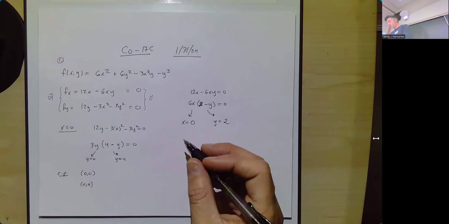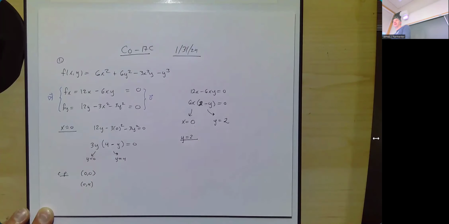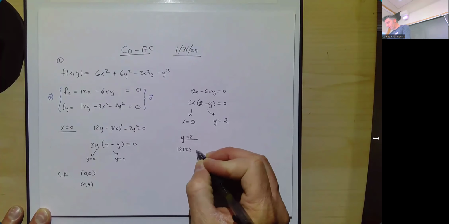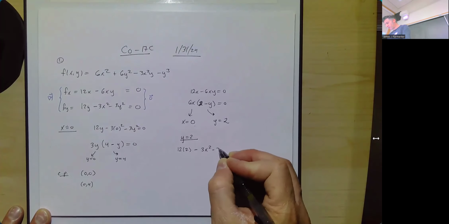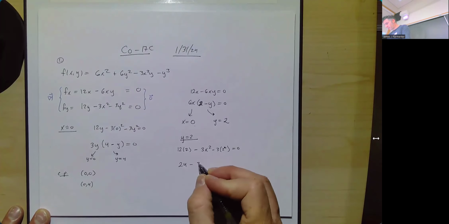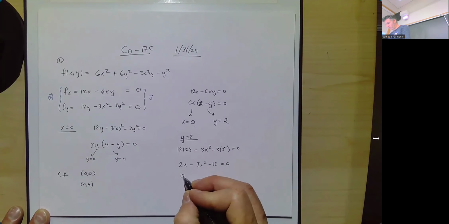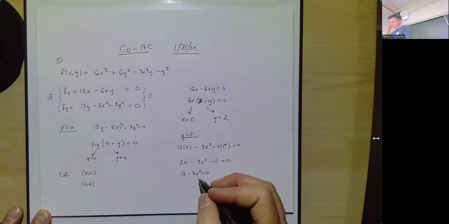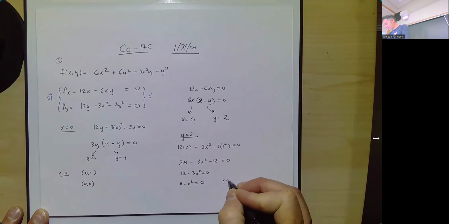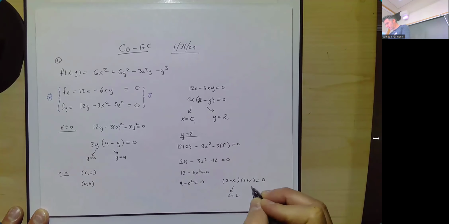And then finally, we should also check out what's happening when y is equal to 2. We got that from the first equation, so we're going to plug it back into the other equation. So I plug in y equal to 2, I get 12 times 2 minus 3 times x squared minus 3 times 2 squared equal to 0. So I have 24 minus 3x squared minus 12 equal to 0. 24 minus 12 is 12. 12 minus 3x squared equals 0. And I divide by 3, so you have 4 minus x squared equals 0. And then this factors as (2 minus x) times (2 plus x) equal to 0. So you get x equal to 2 and x equal to negative 2.